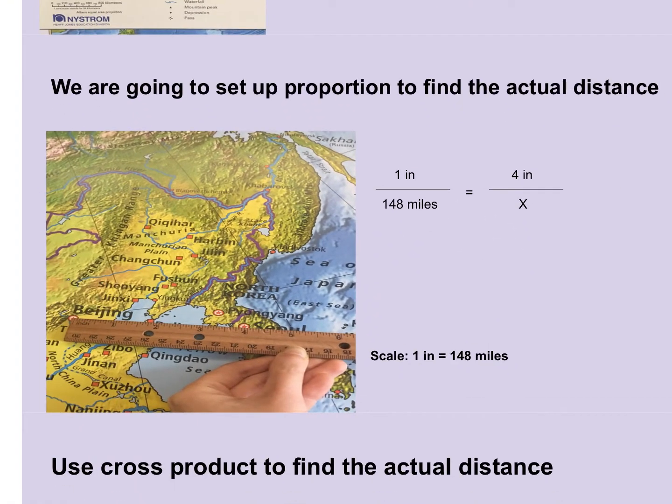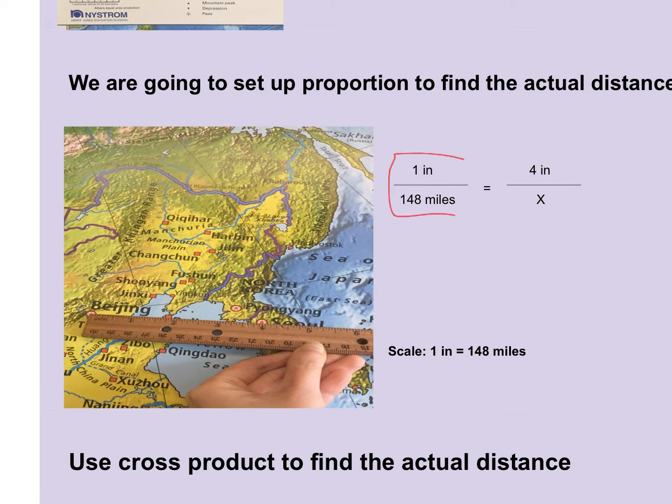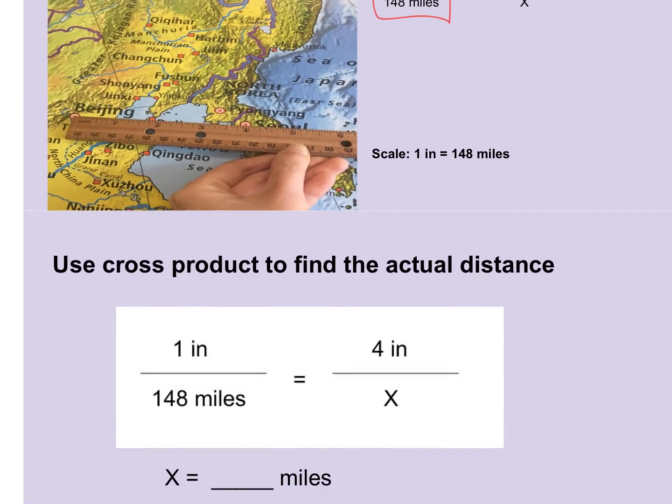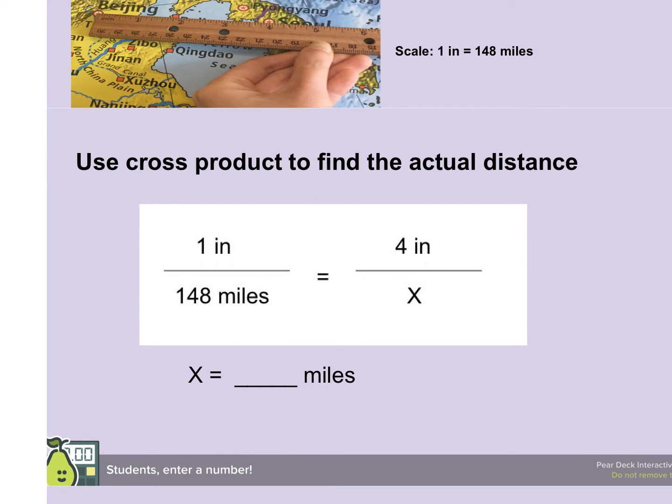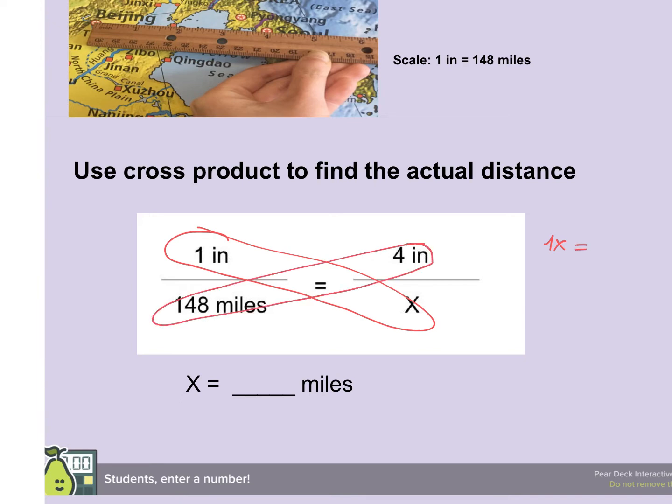All right, so we are going to set up a proportion to find the actual distance. This is given, right? This is Beijing to Seoul. Remember, we just found out it's 4 inches a moment ago. Then we're going to use a cross product to find the actual distance. We can cross multiply and divide. So we have 1 times x, we have 1x, and the other side will be 4 times 148.